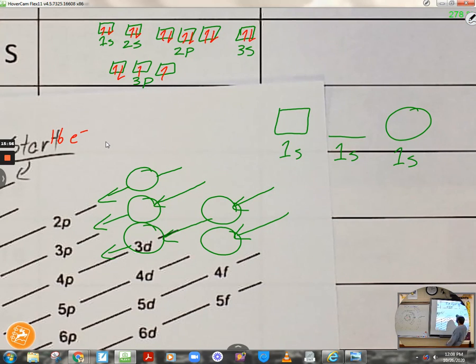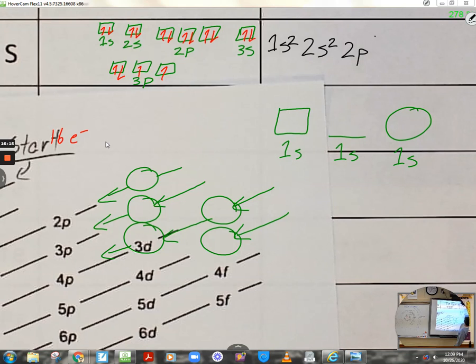But instead of drawing arrows, I'm going to say 1s. How many electrons are in my 1s? 2. That 2 is a superscript. What's next? 2s. How many electrons are in 2s? 2. Okay. Next I have 2p. How many are in 2p? 6. Uh-huh. And I come to 3s. 2. And then 3p. 4. And that's an electron configuration.